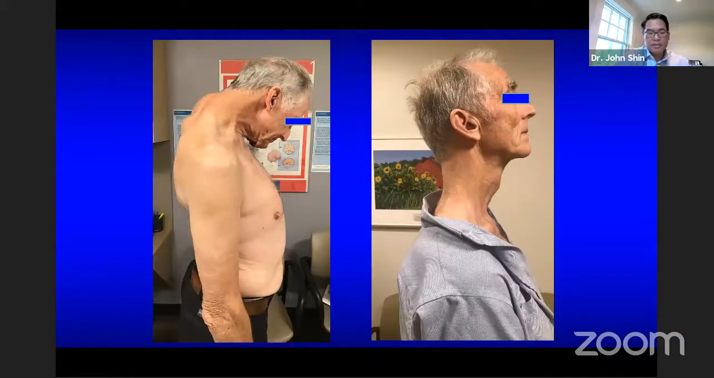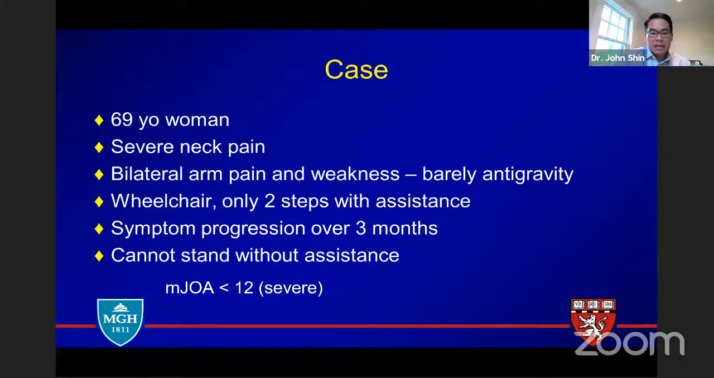And this is post-op. This is what that patient looks like, okay? He's doing very well. This is now several years out. I have two last cases, and we'll get to questions.